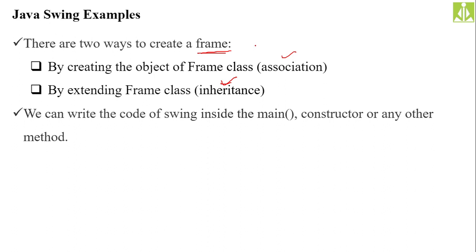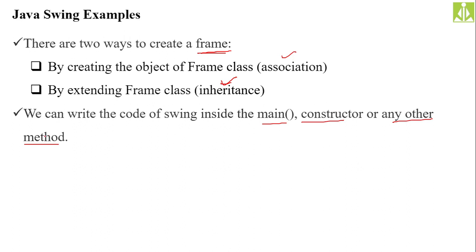All those things we are doing with the help of the frame class object. So these are the two ways in which we can create a Swing-based application. Always we need to write the Swing code inside the main function, or inside a constructor, or inside any other method. We have the flexibility over here: wherever you want to write the Swing code, there you can write it directly.